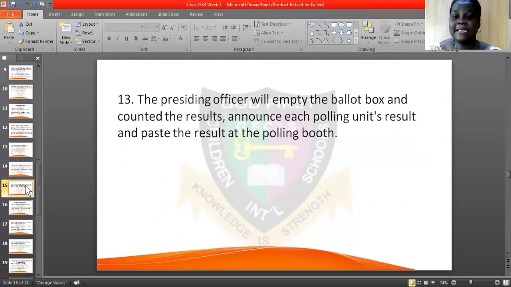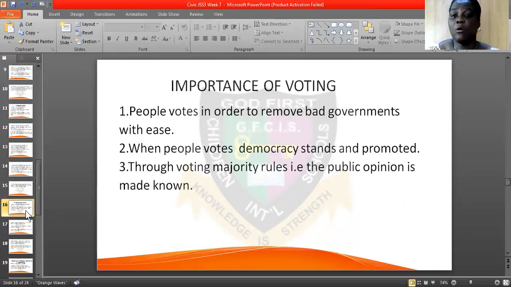And having cast their votes, the presiding officer will empty the ballot box, they will count the results, announce it at the polling unit, and paste the results on the polling booths. Those are the processes of voting. Let's now look at the importance of voting.